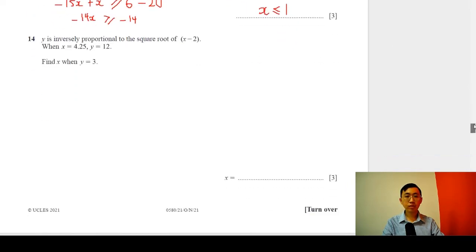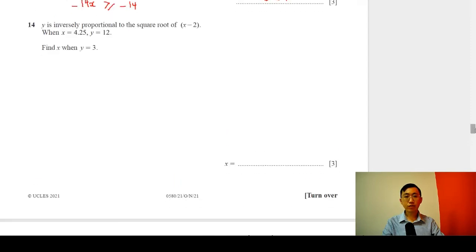Let's move on. Question 14. This is variation. Right, y is inversely proportional, so we have to highlight this keyword, inversely proportional, to the square root of x minus 2. Remember to highlight this as well, square root. Right, so let us write the variation. Inversely proportional means 1 over, alright, 1 over, and then here square root. They wrote it in English words, but you remember square root is this, bracket x minus 2.